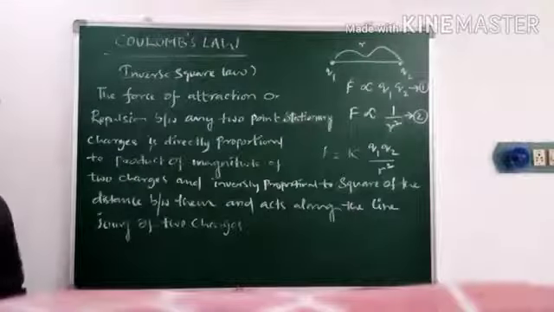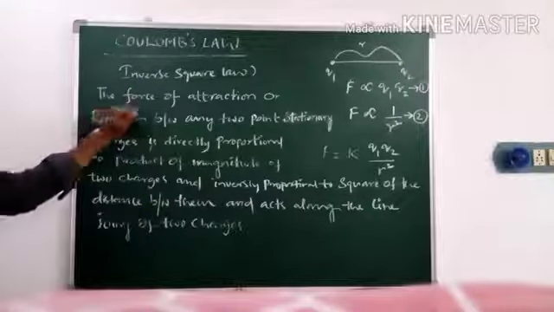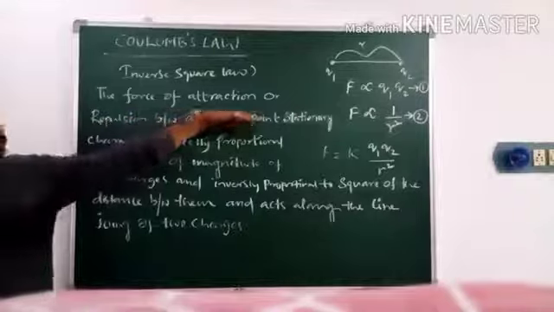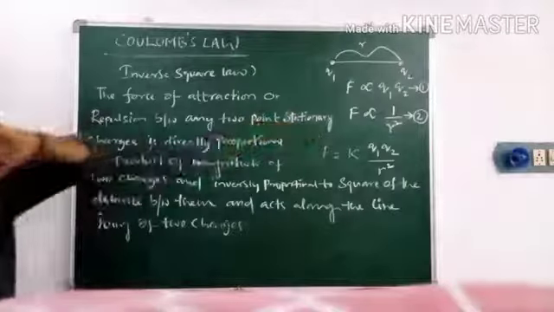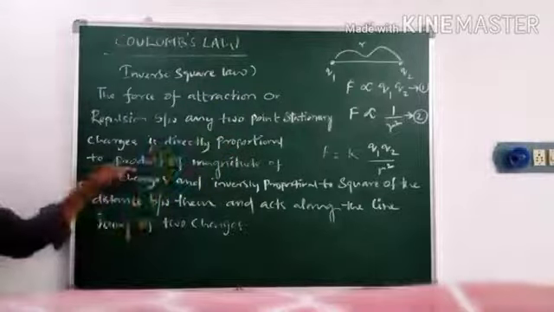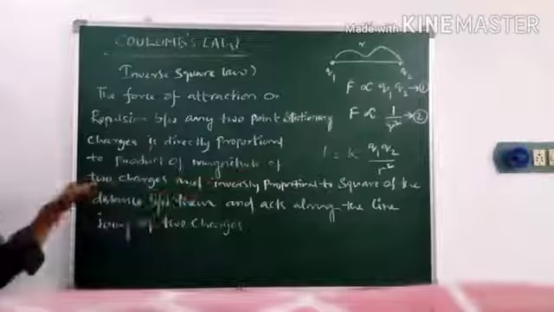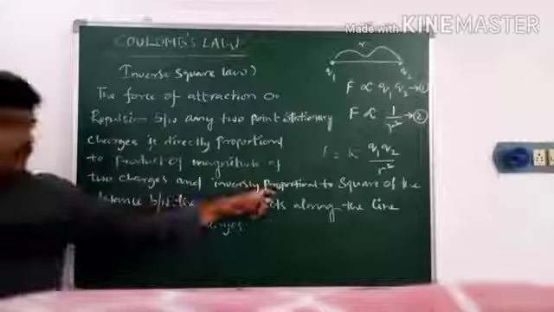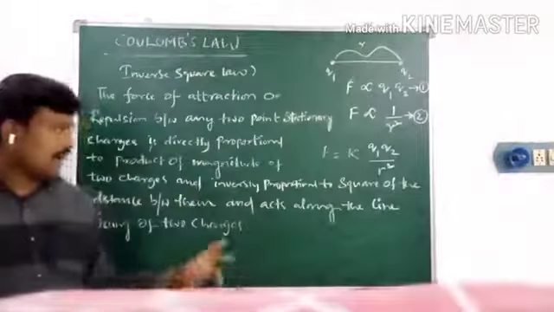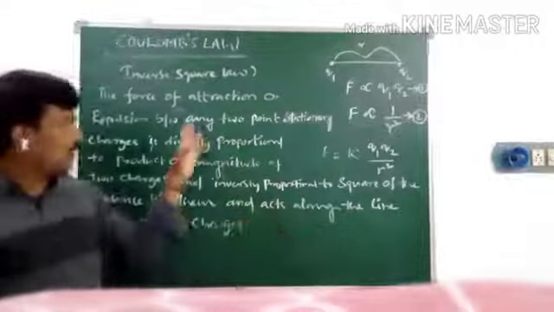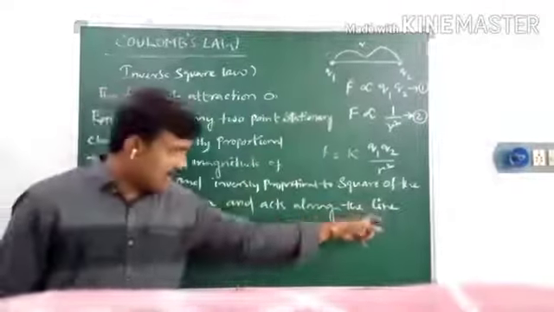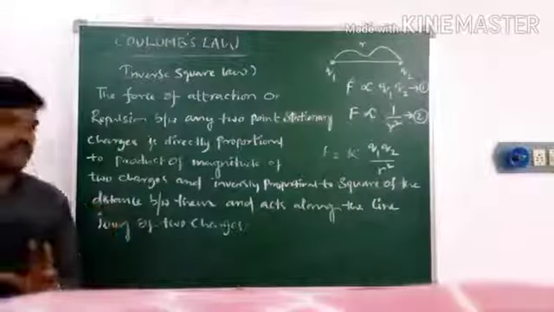and see what Coulomb's law tells us. The force of attraction or repulsion between any two point stationary charges is directly proportional to the product of magnitude of two charges and is inversely proportional to the square of the distance between them, and acts along... So what will be the force that is acting between the two charges? It acts along the line joining the two charges.